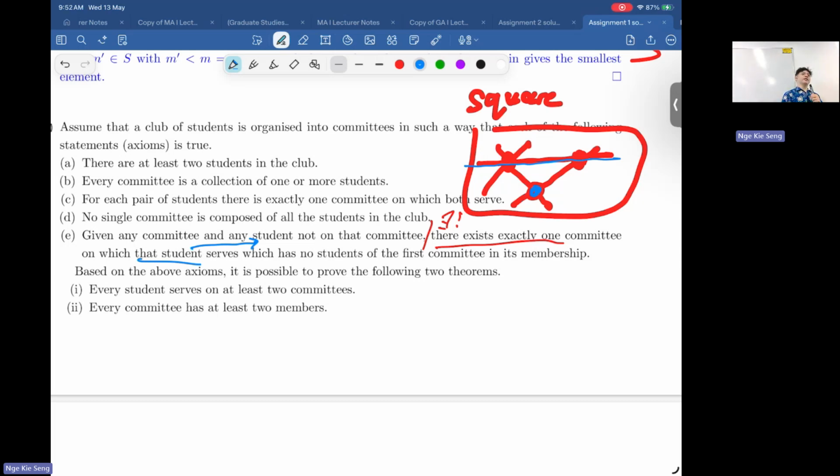So what does it mean? It has exactly one committee such that it has no student of the first committee. That is, on this line there is no student from the earlier committee. It means this committee is a new committee, so I have a new one. Does it make sense? Okay? So out of these 5 points, we can draw this diagram. Next, every student serves on at least 2 committees.